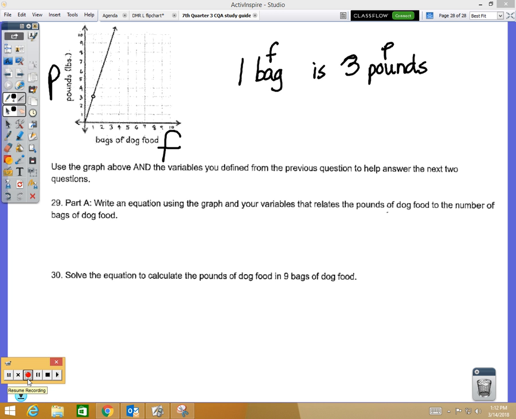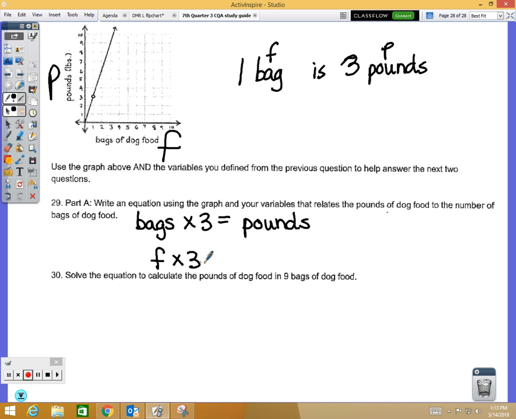So in 2 bags, there would be 6 pounds. In 3 bags, there would be... So we're taking the bags... I'm going to write this out first before I use variables. We're taking the bags times 3 to equal the number of pounds. Okay? So again, for bags of dog food, you all chose F. So F times 3. And for pounds, we chose P. So there would be your equation. F times 3 equals P.